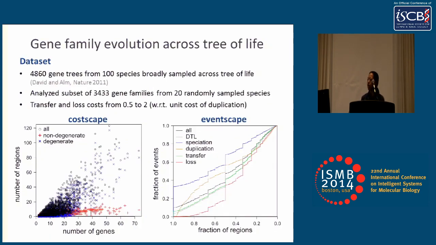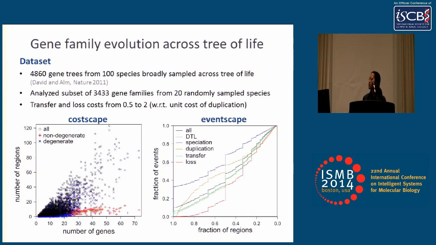So I'm just going to also mention that we have applied an algorithm to gene family evolution. Here for our data set, we looked across about 5,000 gene trees from across 100 species. This is a data set provided by Lawrence David and Eric Alm, who have talks this weekend. And here, what we've done is we've looked at 20 randomly sampled species and about 3,500 gene families from these species. And we've looked at cost ranges from 0.5 to 2.